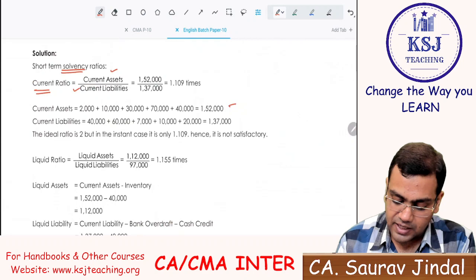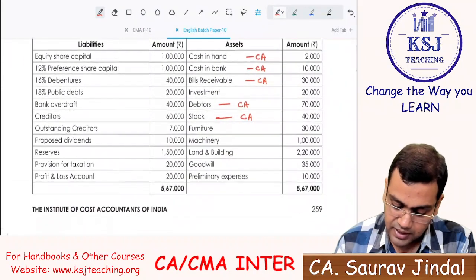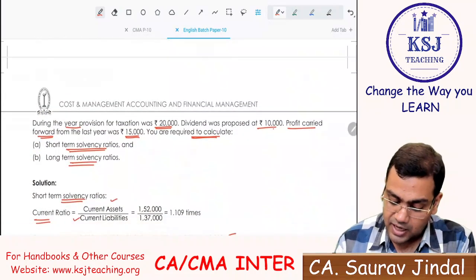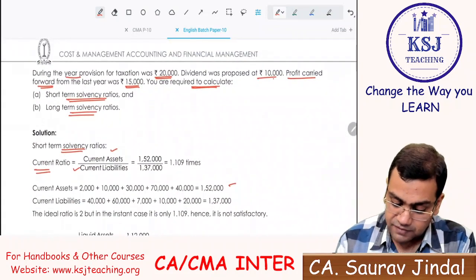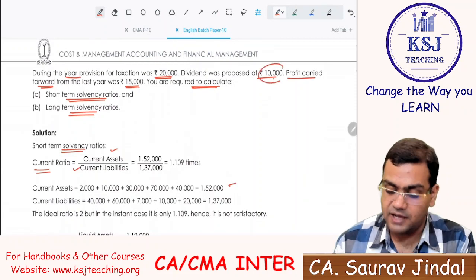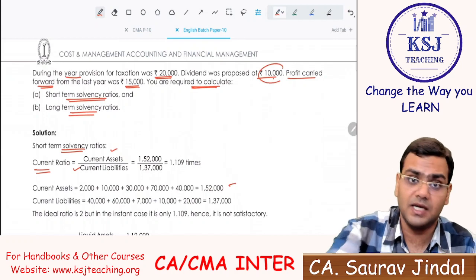Now, what about the current liabilities, sir? Current liability is 40,000 plus 60,000. Bank overdraft is your current liability. Creditors is your current liability. Outstanding creditors is your current liability. Then after that, the provision for taxation and proposed dividend. Sir, this 10,000, if the dividend has been proposed, that means it will be paid in the immediate time. It is a current liability.